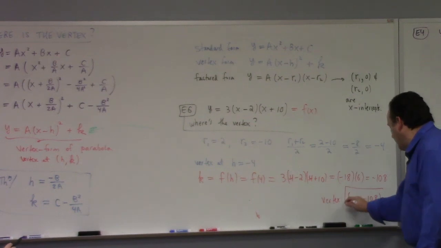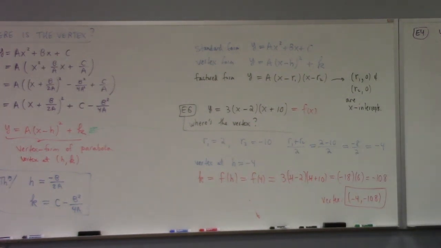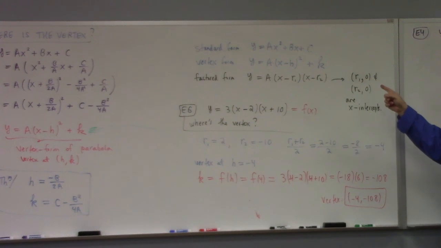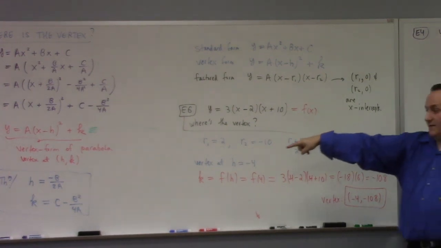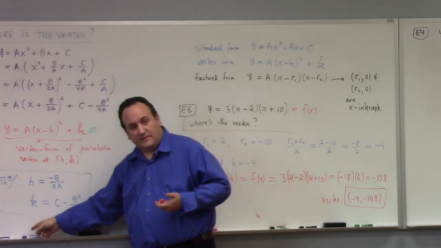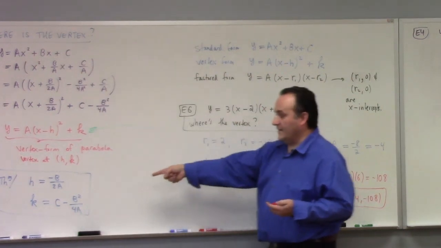Now, what's another way you could have done this problem? You could have multiplied that out, figured out what A, B, and C are, right? And then you could have used the formula we derived for k over here. You could have done that. That's another way you could have done this problem. Figure out the A, B, C, fall back on the theorem.